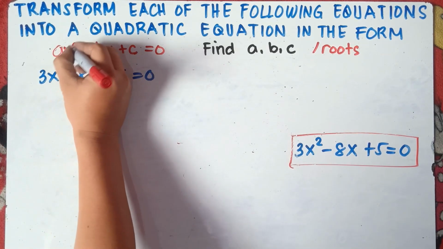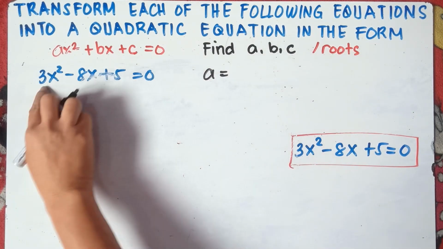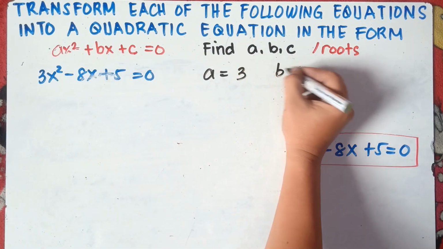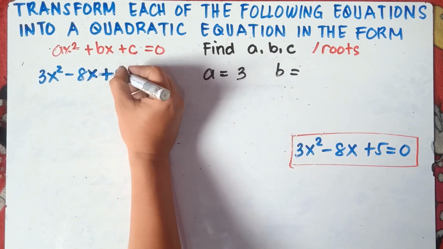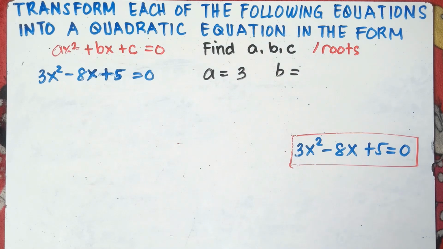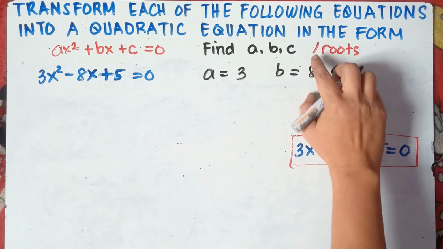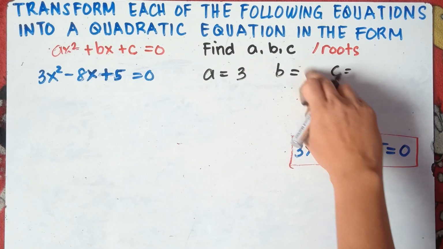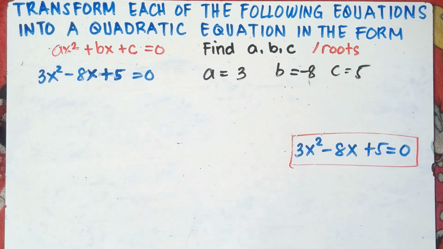Of course, our A beside x squared, that is 3. Our B is beside x. So our B beside x, that would be 8. Alright, and our B is negative 8, not 8 plus. We have negative 8. And our C is 5.